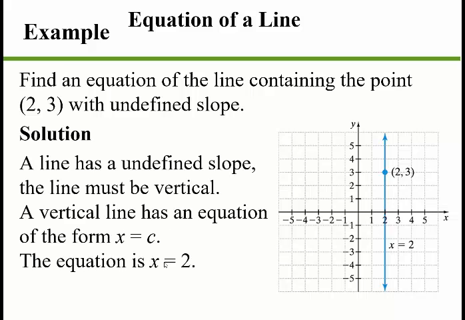So a line that has undefined slope, the line must be vertical. A vertical line has the equation of the form x equals c. The x value that it crosses on the x-axis is 2. So the equation of the vertical line is x equals 2. That's it.